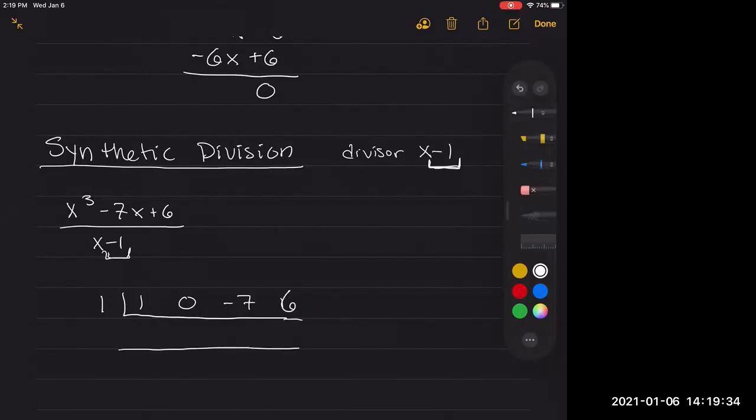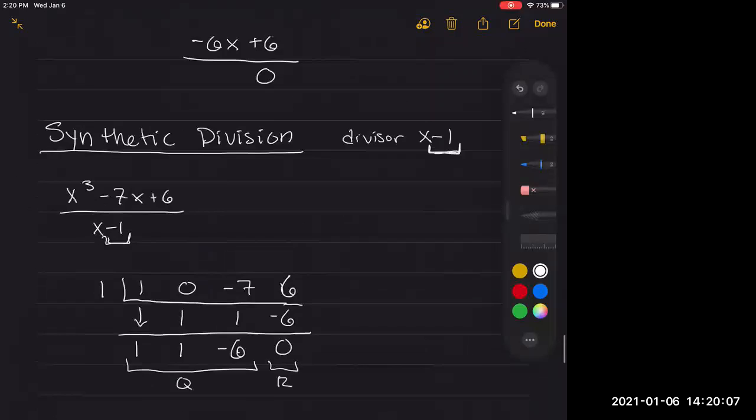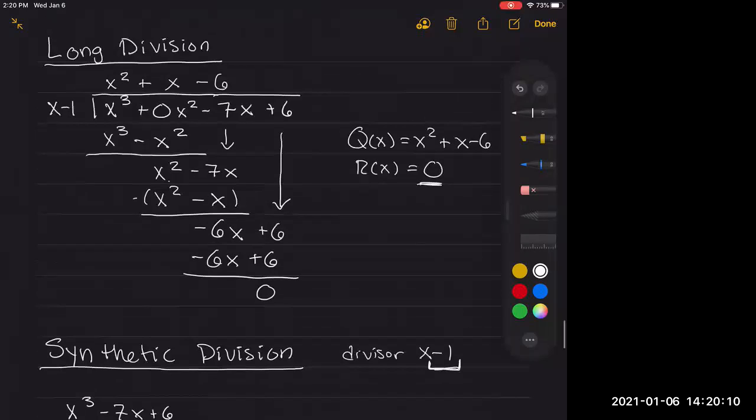All right. And we bring down our 1, and then we multiply, and then we add, and then we multiply, and then we add, and then we multiply, and we add. So here, this is our Q, and this is our R. So this also matches what we want. And then when we write this out again, our Q of x equals x squared plus x minus 6. And this matches what we have up here.